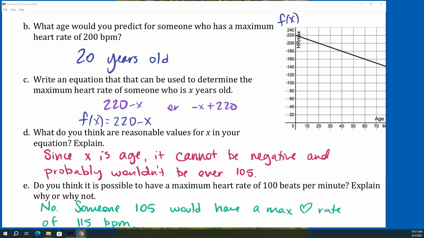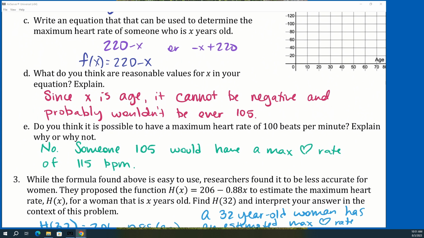Okay. Now, I heard some people talking about this reasonable x value. So it just kind of depends on how old you think someone can live to. I chose 105. You may have chosen 100 or 95 or whatever. I don't know how old the oldest person in the world is, but I'm just going to say 105. You can say what you want.